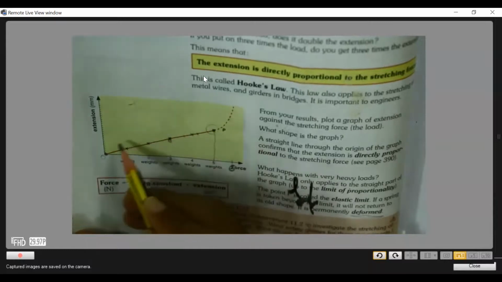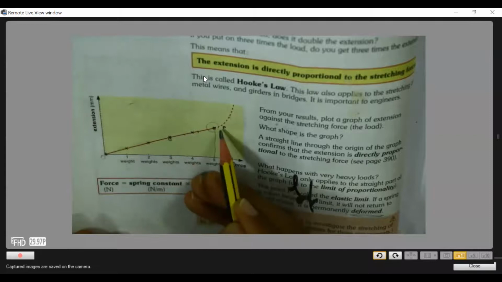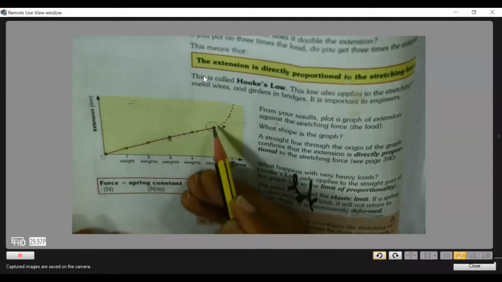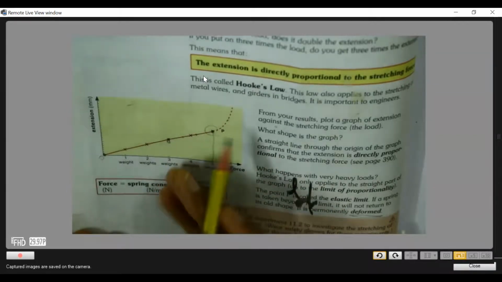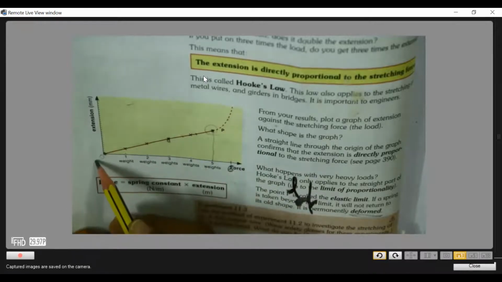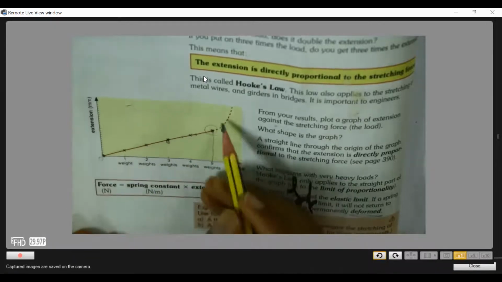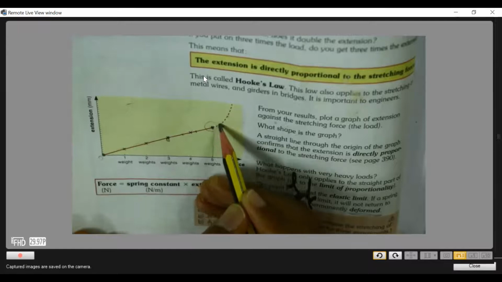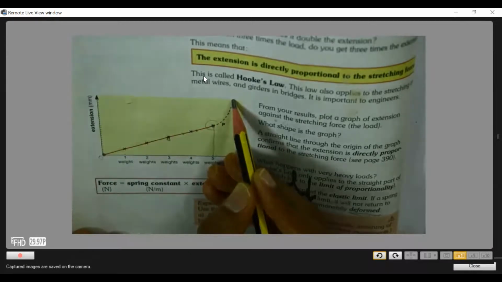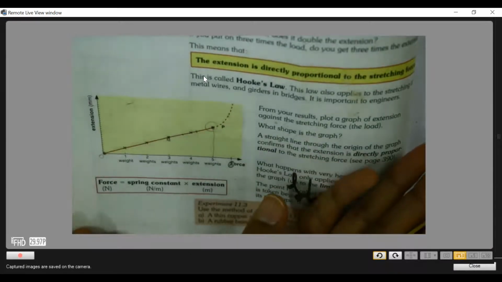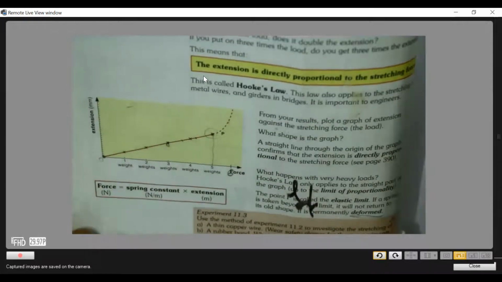You will plot the points on the graph. You will join them with the help of a ruler. And because there is direct proportionality, make sure that the line passes through the origin. As soon as you see that the graph has left the straight line, that's where the elastic limit is. So the spring will no longer get back to its original shape. Let's do a few end of chapter questions and it will be clear what we mean.